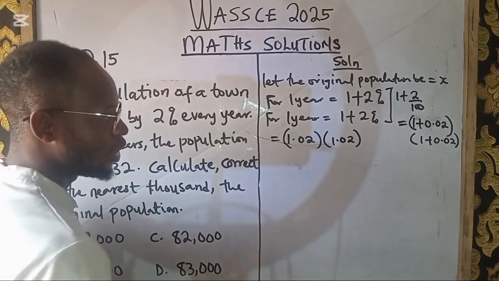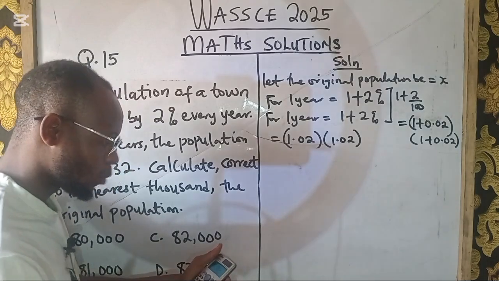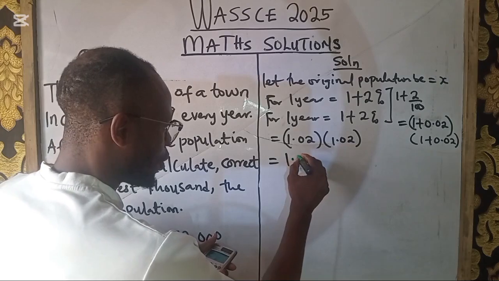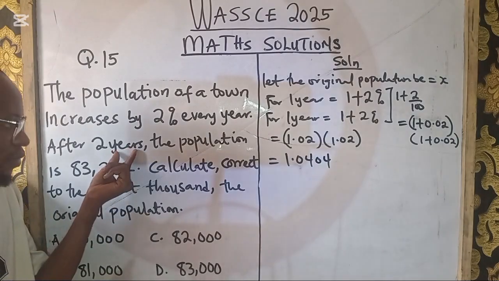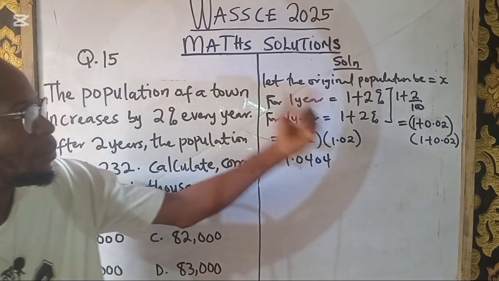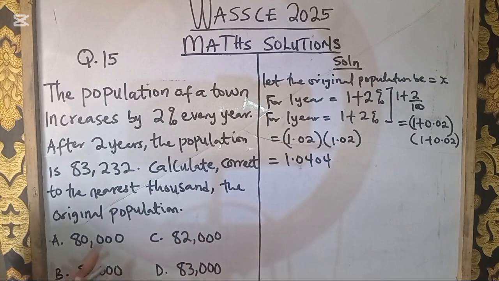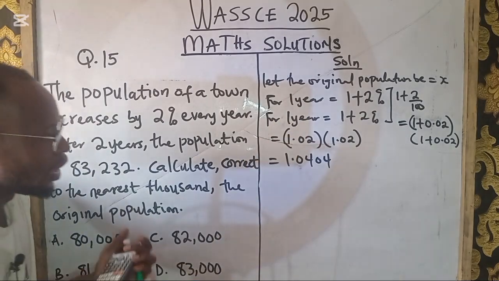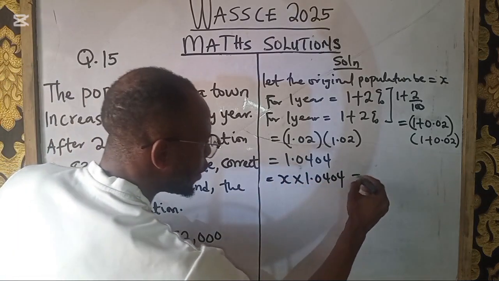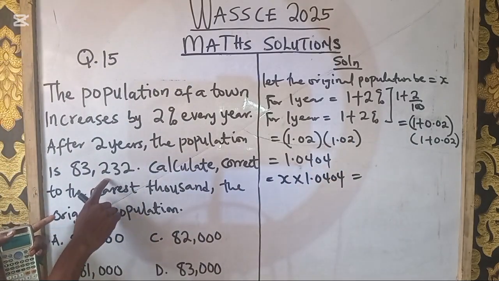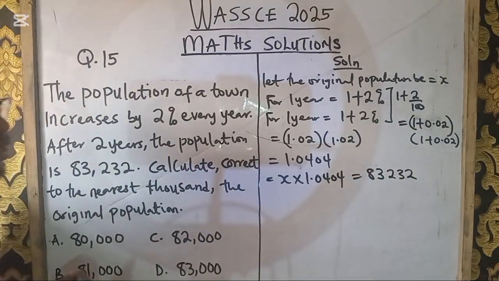So if you multiply this together, let's do that in calculator to make our work easier. 1.02 times 1.02 will give us 1.0404. So this is the result we got after 2 years. We have said that let the original population be X. So after 2 years, we can say that X multiplied by 1.0404, then they say the population is 83,232.